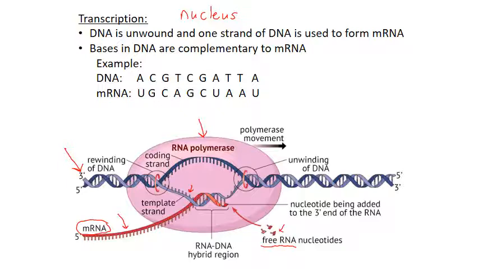And I wanted to show you here, if the base on DNA is A, then the base on mRNA is going to turn to U. If there is a C, it goes with G, G goes with C, T goes with A.